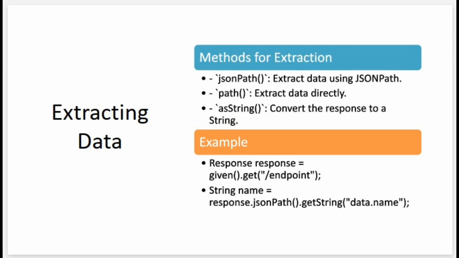Now, how can you extract the data? For that we have the JsonPath method, through which you can extract the JSON data. Also we have the path method, with which we can extract the data directly. And we also have the asString method, which converts the response to a string.